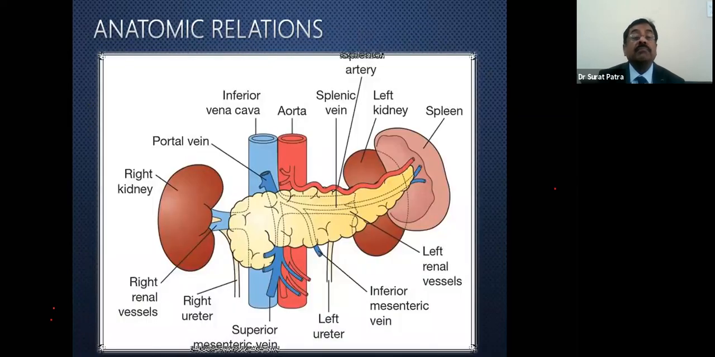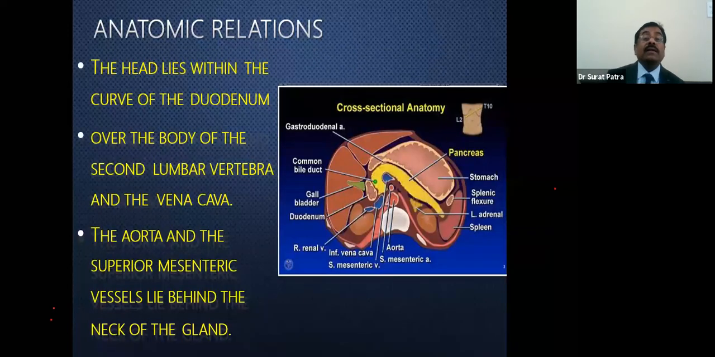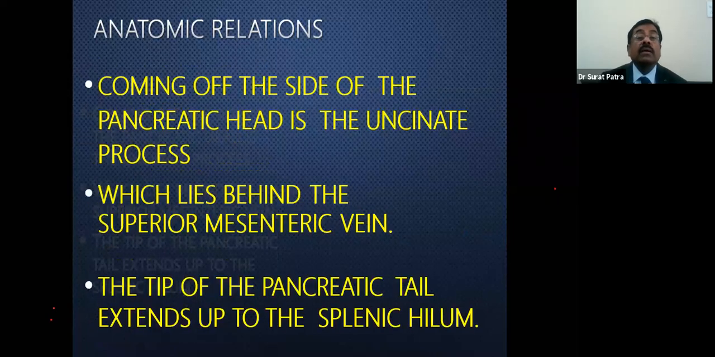This familiar picture, all of us have come across. The head lies within the curve of the duodenum. It lies over the body of the second lumbar vertebra and vena cava. The aorta and the superior mesenteric vessel lie behind the neck of the gland. Coming off the side of the pancreatic head is the uncinate process, which lies behind the superior mesenteric vein. The tip of the pancreatic tail extends up to the splenic hilum.